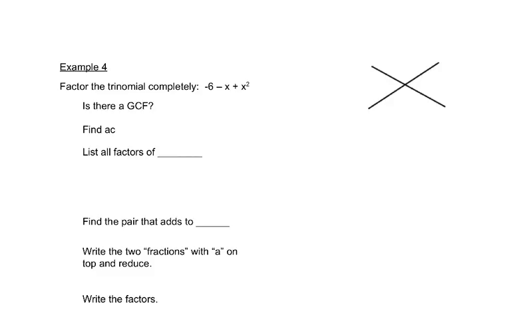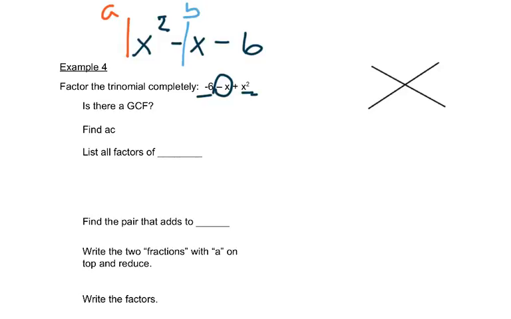Alright, we'll start with example 4. Now in example 4, we can see that the x squared is not first, so we need to rewrite this in standard form. So we're going to write the x squared first, and then the x, so the sign in front of the x stays with it, and then the number, so we have a minus 6 at the end. And that tells us that a is 1, b is negative 1, and c is negative 6.